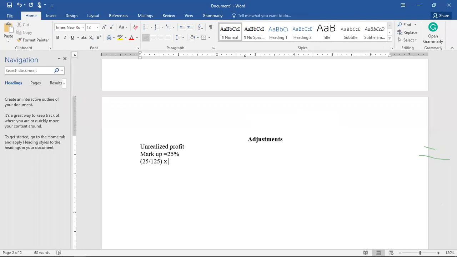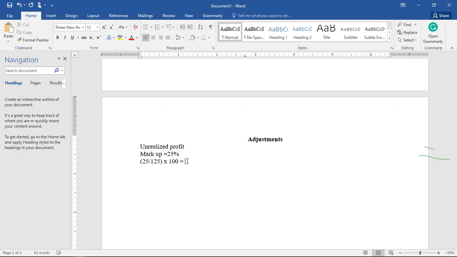Multiply by what? 100. How much are we getting? Converting markup to margin is equal to the markup percentage over the markup plus 100, multiplied by 100. Converting margin to markup is the margin percentage over 100 minus the margin percentage, multiplied by 100.